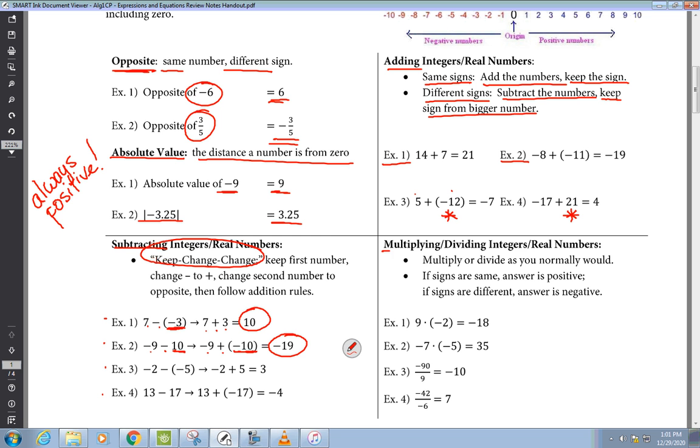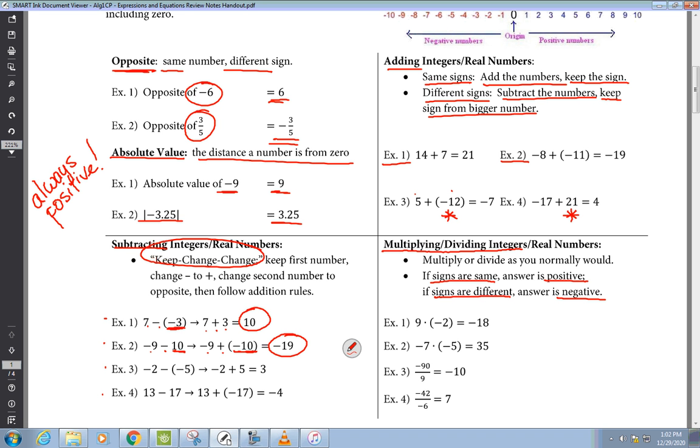Finally, multiplying and dividing integers. In this case, you multiply or divide the way you normally would. If the signs are the same, then the answer would be positive. If the signs are different, the answer is negative. So be careful that you don't confuse the rules for multiplying and dividing with the rules for adding. 2 different sets of rules.